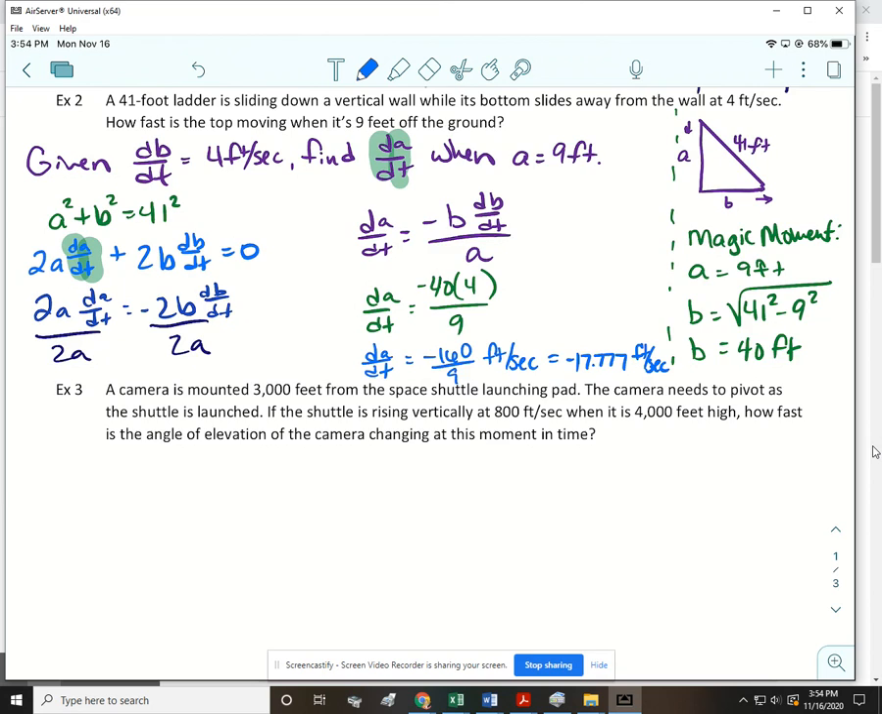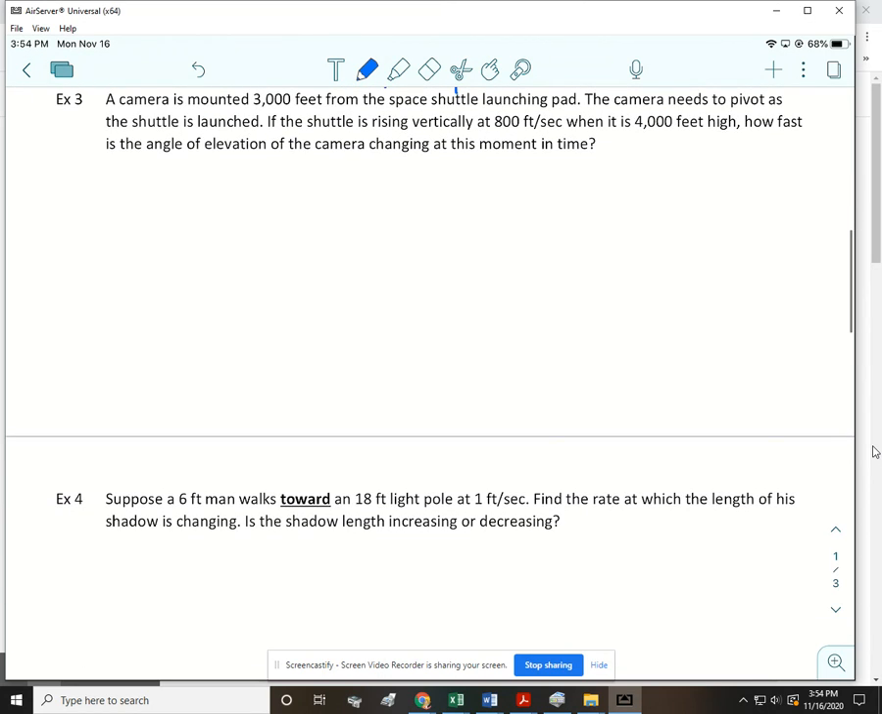All right, let's look at example 3. A camera is mounted 3,000 feet from the space shuttle launching pad. The camera needs to pivot as the shuttle is launched. If the shuttle is rising vertically at 800 feet per second when it is 4,000 feet high, how fast is the angle of elevation of the camera changing at this moment in time? Okay, so let's draw the situation. This is another right triangle. So we're going to put the camera down here.